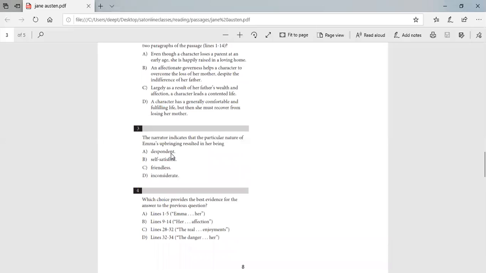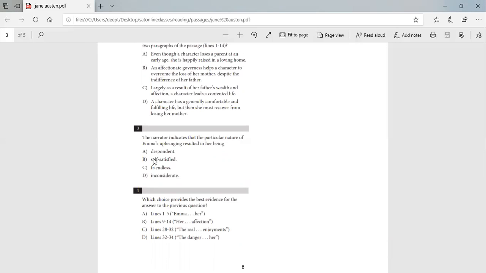Despondent? Can we say that she's despondent if she thinks too much about herself? No, we cannot. Can we say she's self-satisfied? Well, she is self-satisfied. She thinks that she can be all by herself. So we can keep this. Friendless? Well, we don't have a very good clue about friendless. She doesn't want to make friends? Maybe. But is she friendless? We don't know. Maybe she has a lot of friends, but there's no information about it.